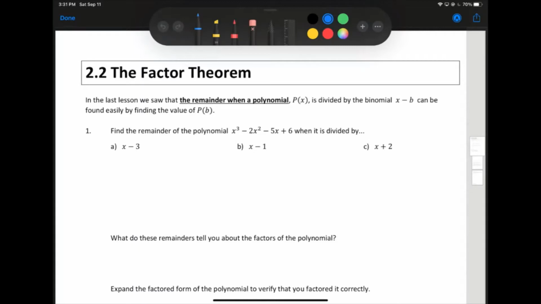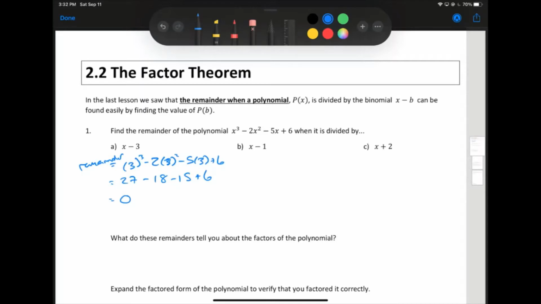To find the remainder when I divide the polynomial by x minus 3, I just find out what its value is at x equals 3. Remainder equals, I just plug in x equals 3 and see what I get. 3 cubed minus 2 times 3 squared minus 5 times 3 plus 6. 27 minus 18 minus 15 plus 6. That's 0. Okay, so remainder of 0.